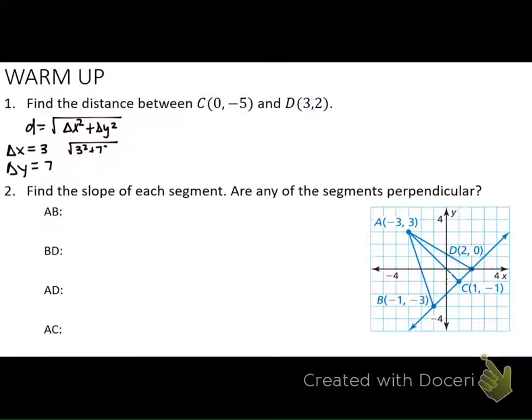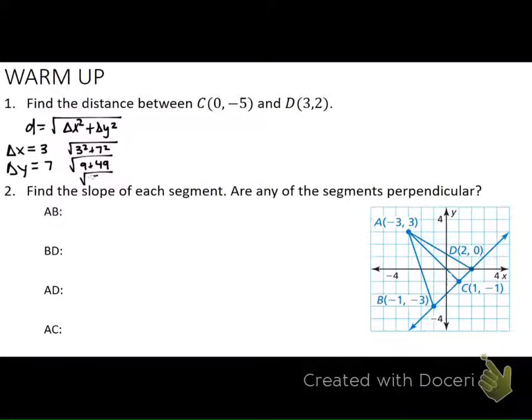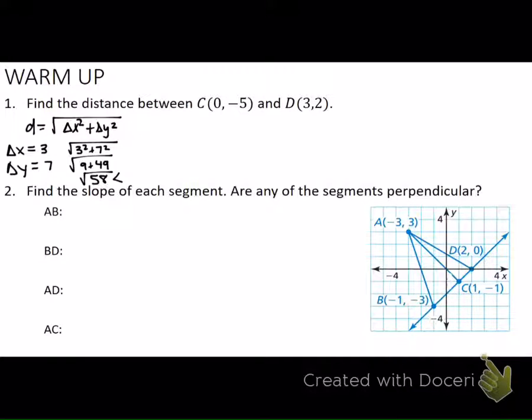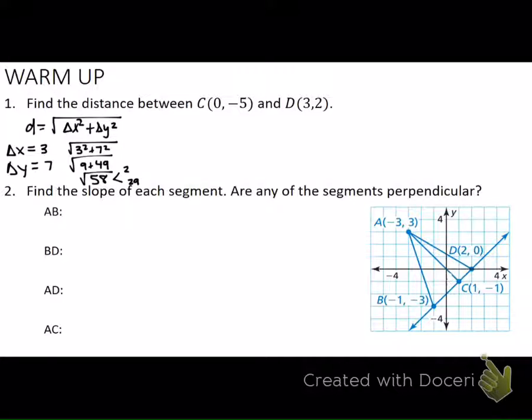Plus 7 squared, and we get 9 plus 49, which is the square root of 58. What goes into 58? 2 and, so 2, 8, 29. Can that be simplified at all? Does that simplify? Nope. So we are good there.